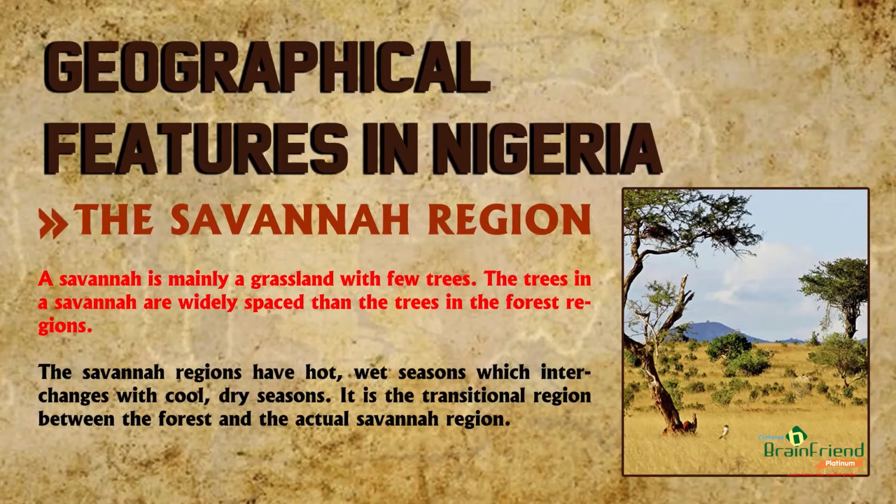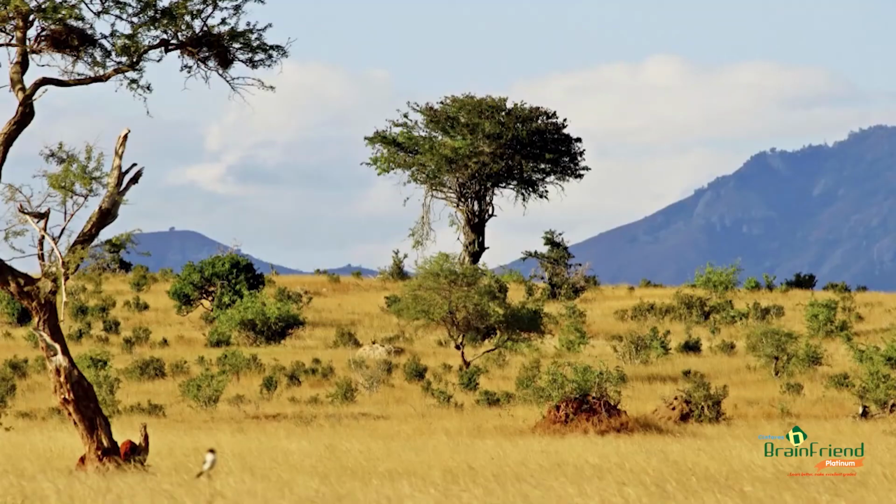The next region we'll be looking at is the Savannah region. The Savannah region is mainly made up of grasses with a few trees. Unlike the forest region where we have lots of trees, in the Savannah region we have less trees but more of grasses. The Savannah region experiences hot and wet seasons and is also interchanged with cool and dry seasons.